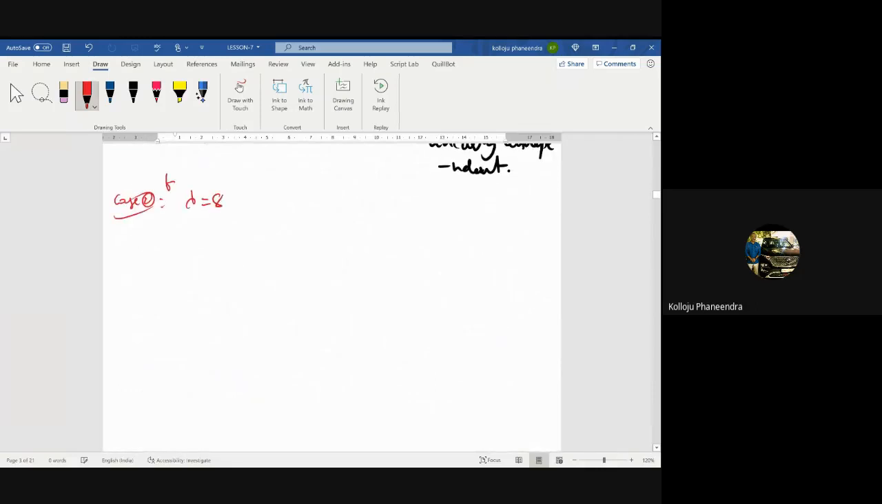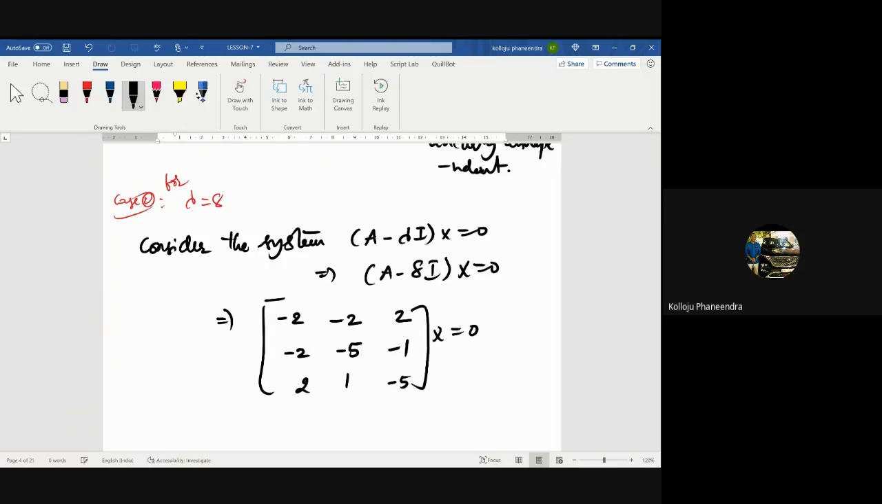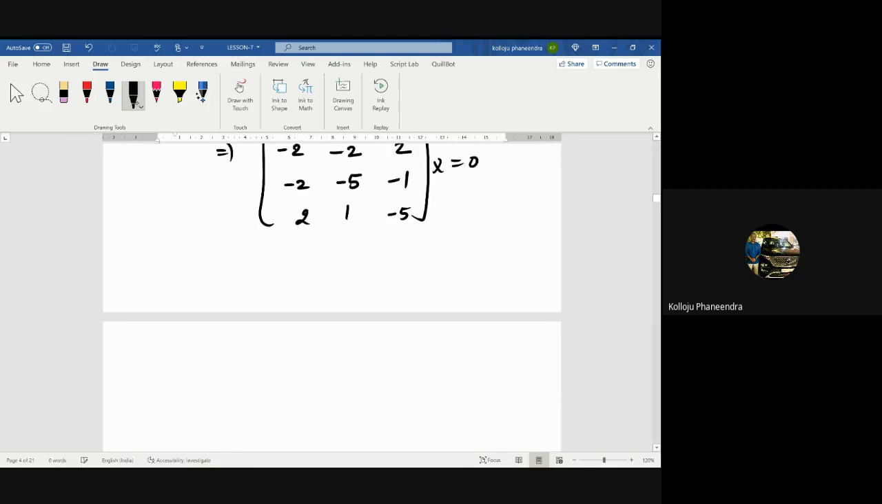Lambda equal to 8. For lambda equal to 8, consider the system (A minus lambda I) x equal to 0. That means (A minus 8I) x equal to 0. And what is the matrix? A minus 8I is 6 minus 8, minus 2, 2; next row minus 2, 3 minus 8, minus 1; then 2, 1, 3 minus 8, into x equal to 0, right? Then what is the echelon form?